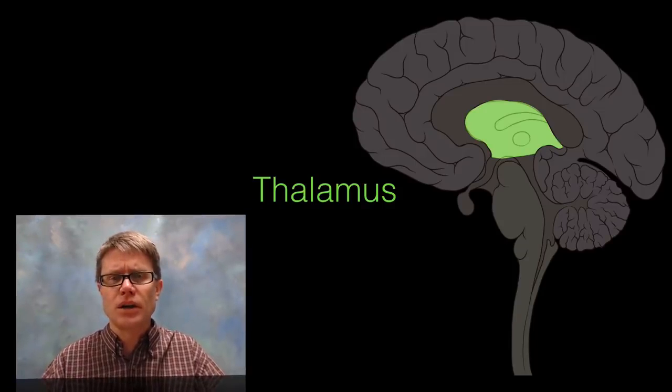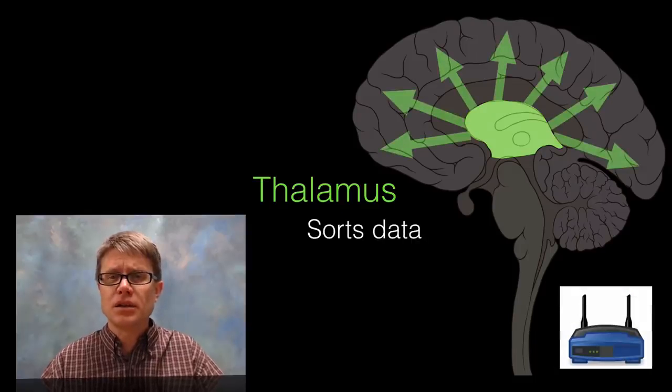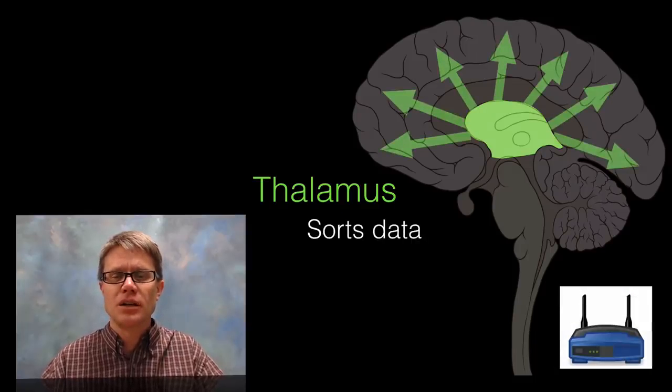The thalamus, again, sits right on top of the brainstem. And so the best analogy I could come up with is a router. It's basically sorting data and sending it where it needs to go.